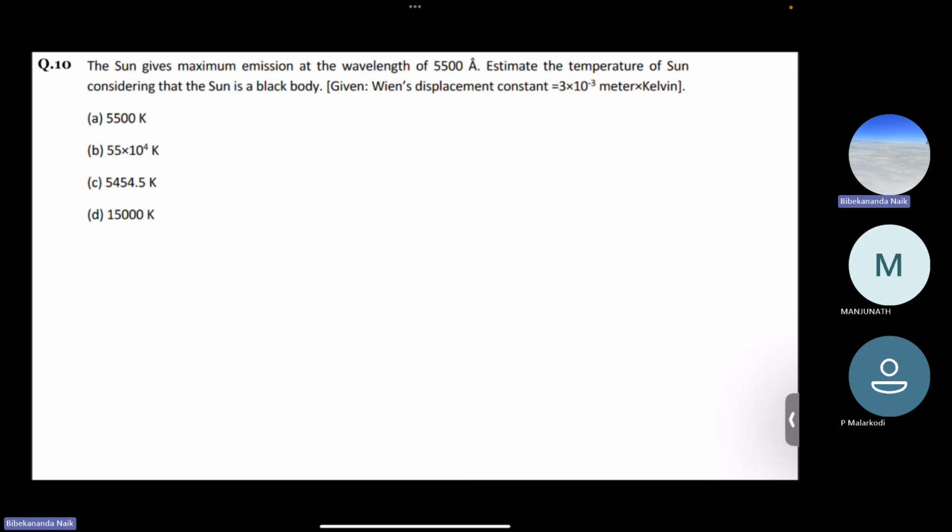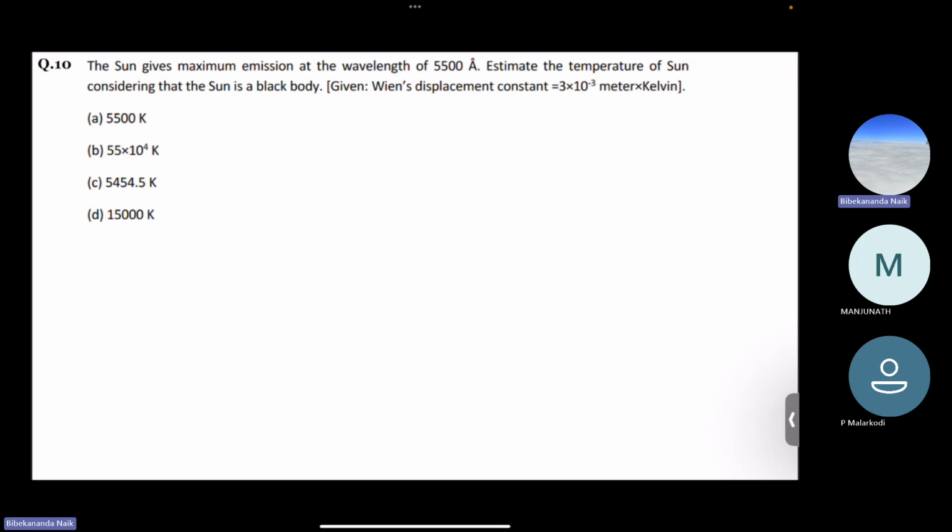Okay, so the question was, the sun gives maximum emission at the wavelength of 5500 Angstrom. Estimate the temperature of the sun considering that the sun is a black body. Given Wien's displacement constant is 3 into 10 to the power minus 3 meter Kelvin. The options are option A 5500 Kelvin, option B 55 into 10 to the power 4 Kelvin, option C 5454.5 Kelvin, and option D 15,000 Kelvin.